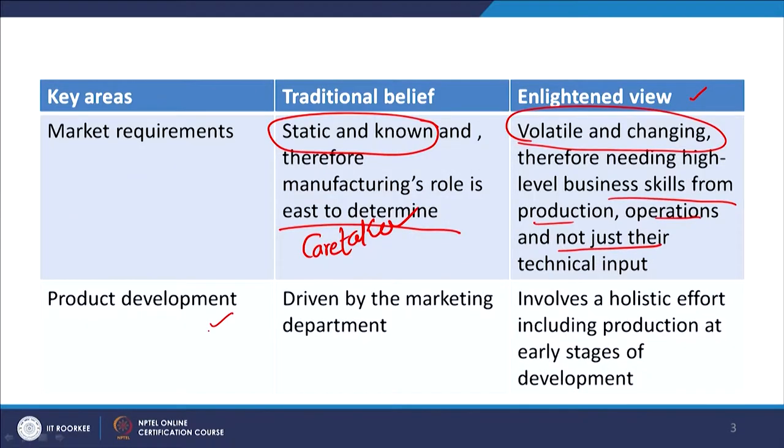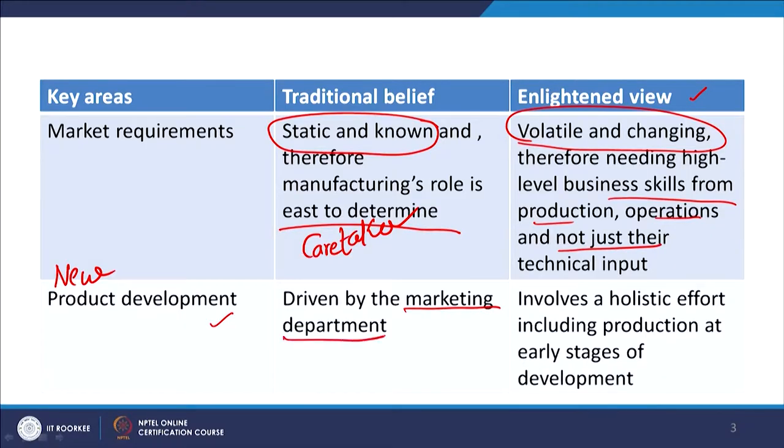Then another important thing is product development, or in some literature you may also find the term new product development. In the traditional way, new product development was considered the responsibility of the marketing department. Therefore, operation was seen as a reactive activity, because the product development was taking place in the marketing department, and marketing used to give the specification to the operation people to manufacture that product. So we used to say that operation is a marketing driven activity.